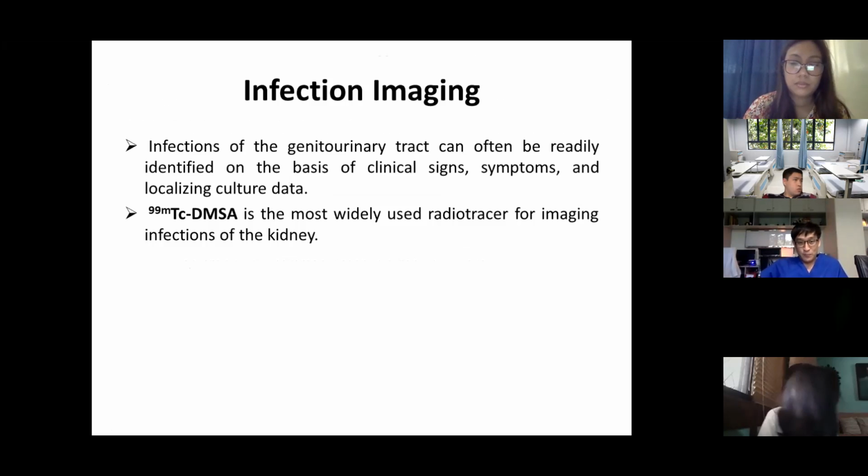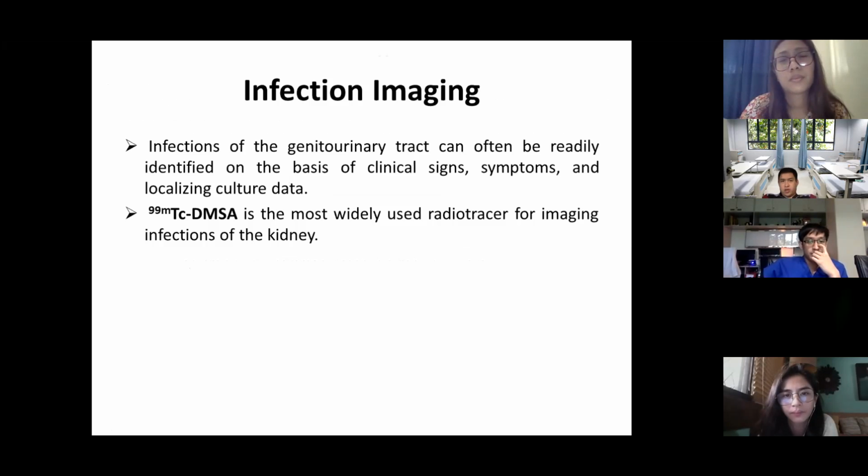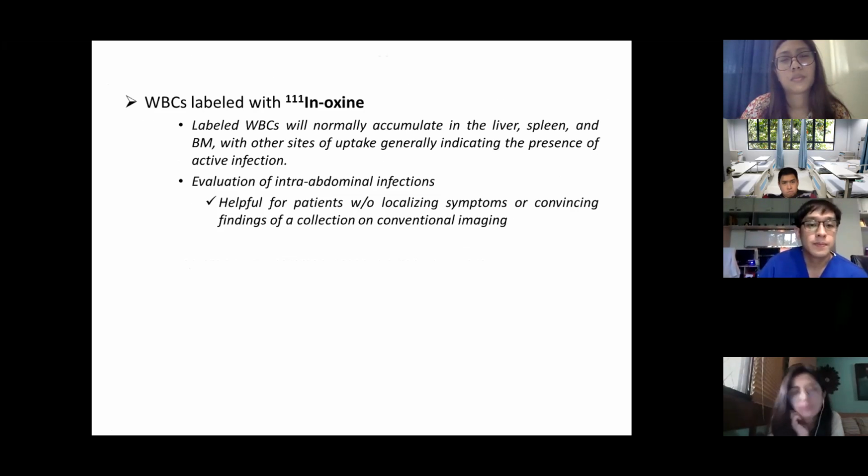For infection imaging, infections of the genitourinary tract can often be readily identified on the basis of clinical signs, symptoms, and localizing culture data, but this is not true in pediatric patients and patients with neurologic conditions. Tc-DMSA is the most widely used radiotracer for imaging infections of the kidney. So white blood cells labeled with indium-oxine. So usually the labeled white blood cells will accumulate in the hematopoietic system, with other sites of uptake generally indicating the presence of active infection.